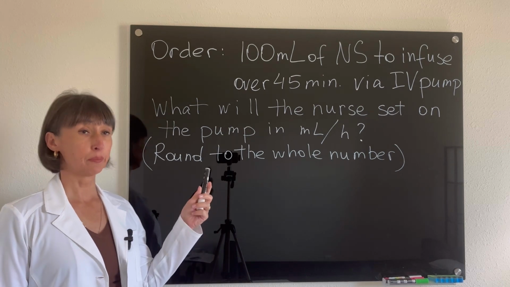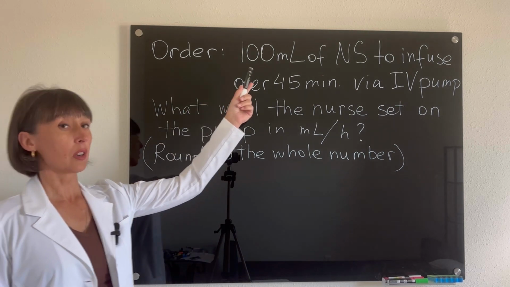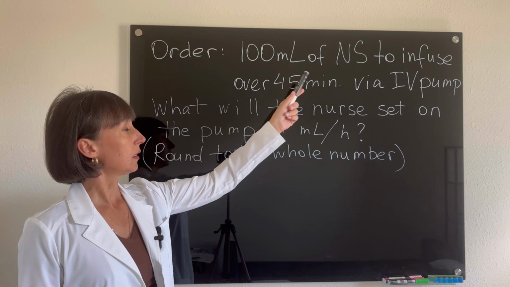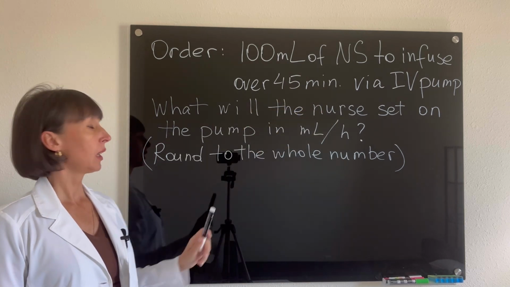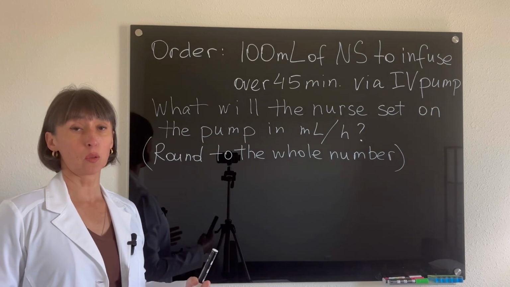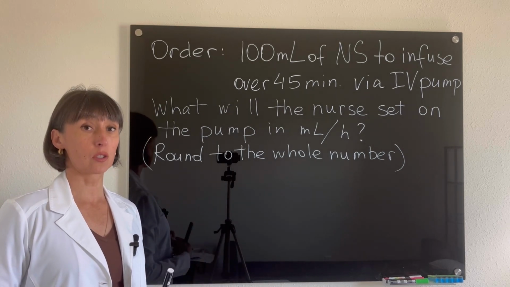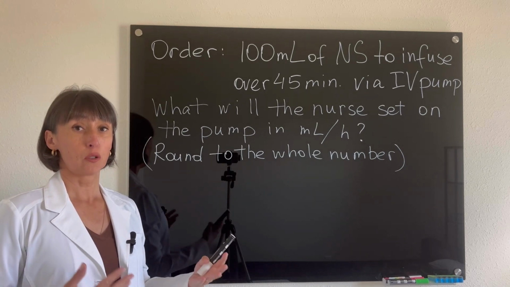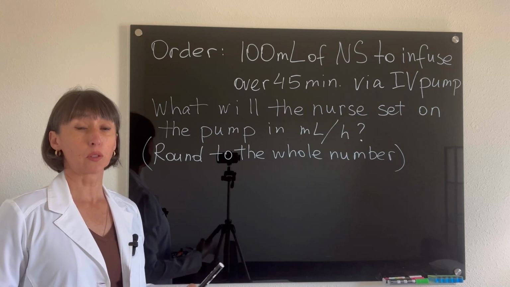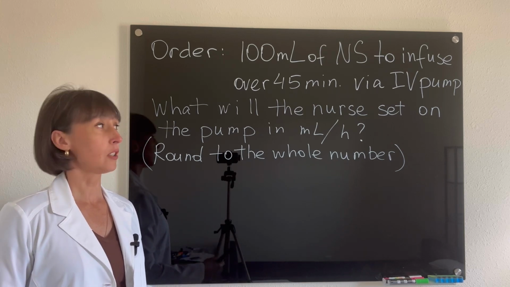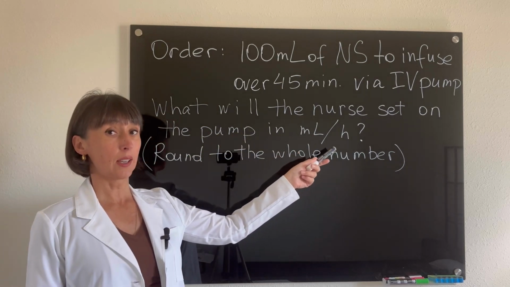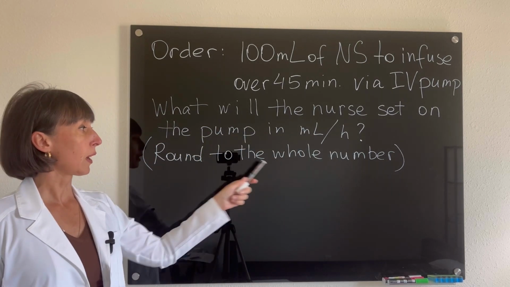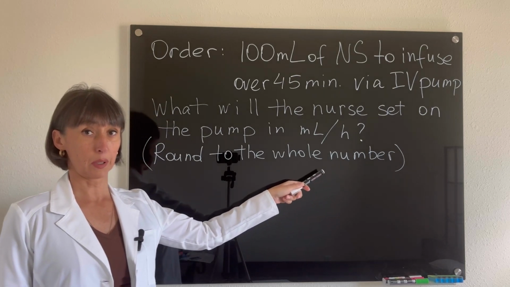Here's our next problem. The order is to administer 100 milliliters of normal saline to infuse over 45 minutes via IV pump. Now remember, our pumps understand only milliliters an hour, and it's the nurse's job to program the pump to administer the exact amount of the ordered medication. So what will the nurse set on the pump in milliliters an hour? And we're going to round our calculations to the whole number.